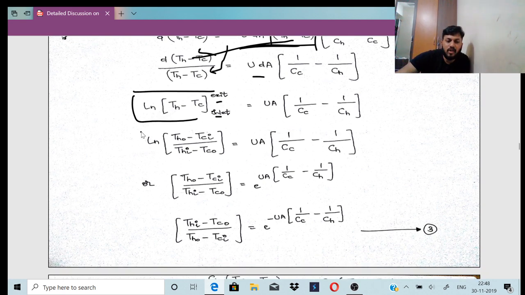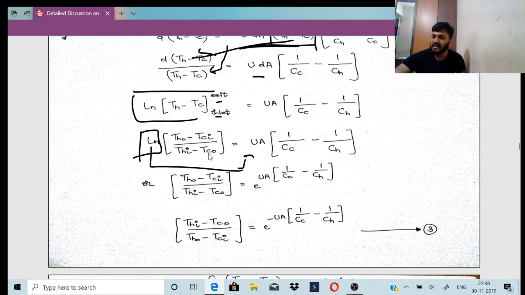So similarly, what we did in the previous derivation, ln we will move it to the left hand side. When the ln moves to the other side, it becomes e power, an exponential. So UA goes to the power. When ln comes to this side, it will become e power UA 1 by CC minus 1 by CH.